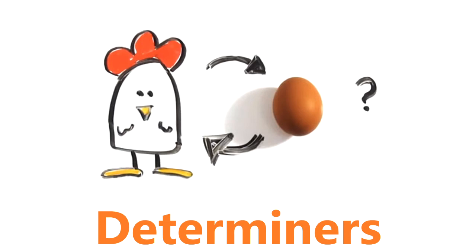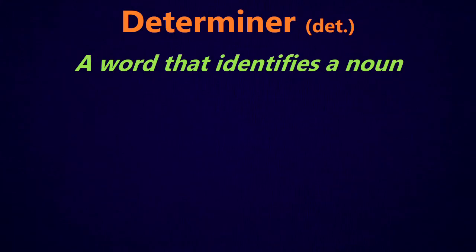So I chose this picture for the first slide because it's asking the old-time question, what came first, the chicken or the egg? Which is a perfect example of determiners because we say the chicken or the egg. So we'll look more at that as we get in. So determiners are words that identify a noun.